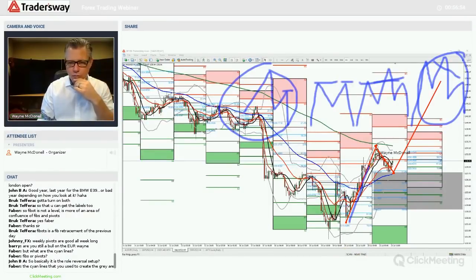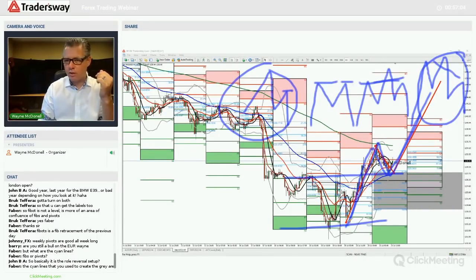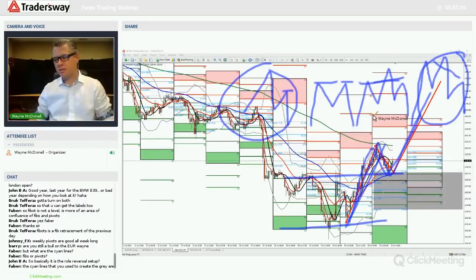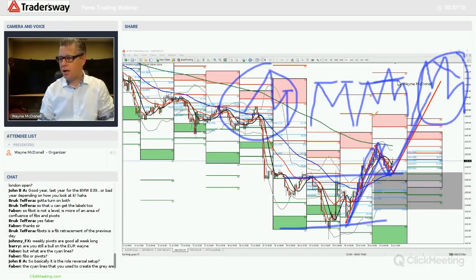So we can say, oh, this is a cluster of a Fibit and a pivot, or oh, it's just simply a role reversal, or oh, Wayne, it's just a breakout pattern, or yeah, I mean, there's probably 6 or 7 different ways to describe it, but it's obviously a buy, right? Unless you're a bear. So let's clear this out.